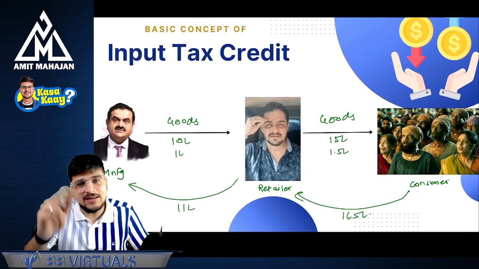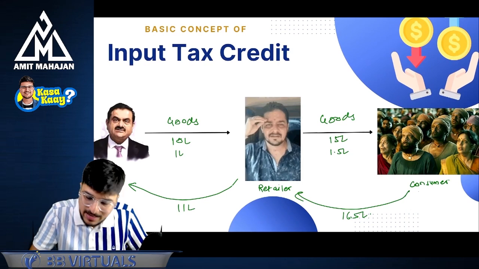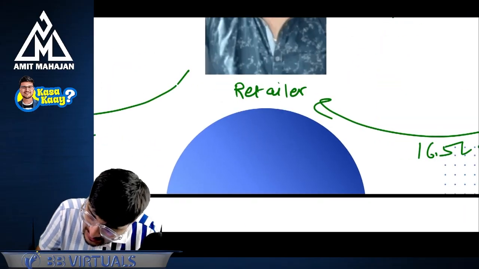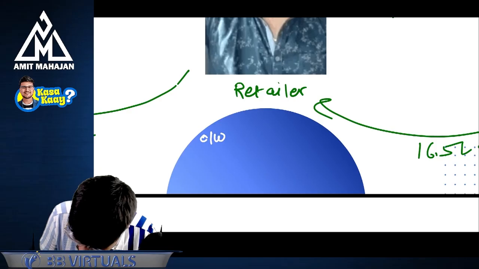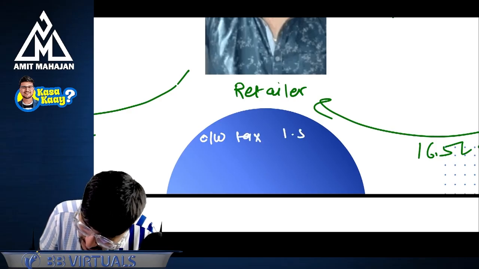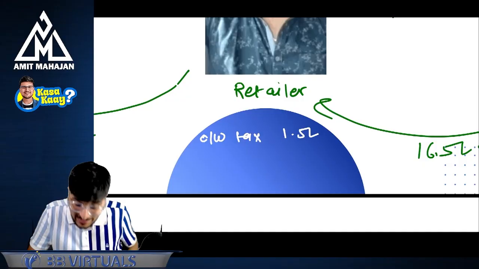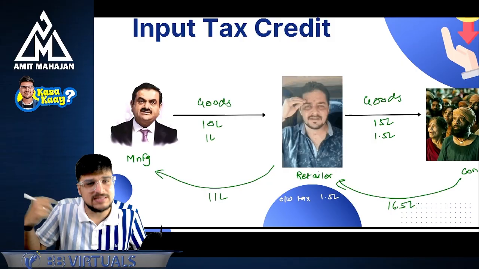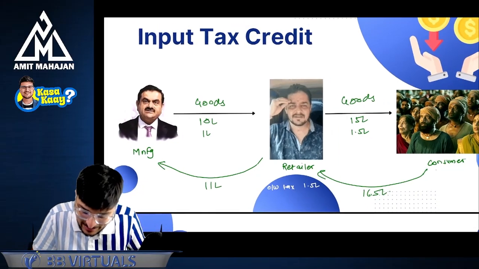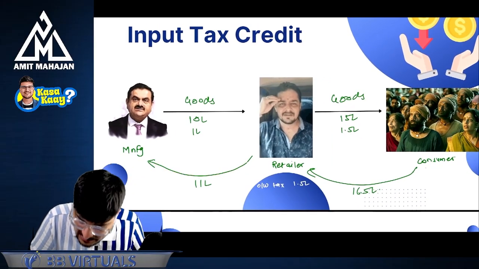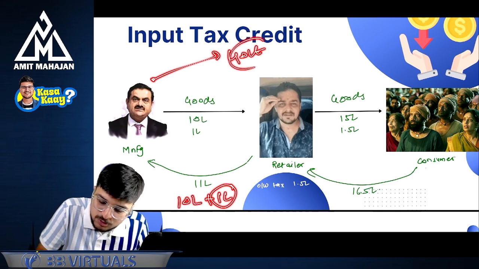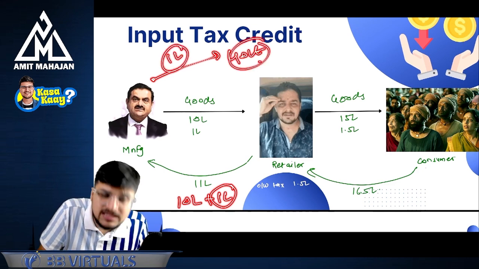Now, it is the retailer's responsibility to go to the government and pay this 1.5 lakhs of tax. Yes. So, what is the retailer's outward tax? Retailer's outward tax is 1.5 lakhs. But on the same goods, the retailer has already paid 1 lakh rupees of tax at the time of purchase. Because the retailer paid 11 lakhs, which means 10 lakhs plus 1 lakh. So this 1 lakh rupees, the manufacturer must have paid to the government. So this 1 lakh rupees is already with the government for these goods.